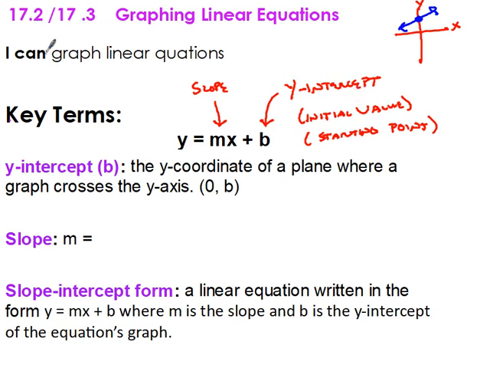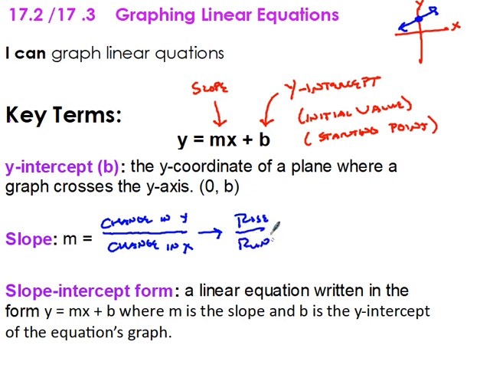Now, slope. The formula for slope, we've already learned a couple different formulas for it. We've learned change in y over change in x, which is totally right. Slope is change in y over change in x. We've also learned that slope is rise over run. So when I'm looking at a graph, it's nice and easy to count the rise and the run. That's how I find the slope. When we're looking at a table, it's nice to find the change in y and the change in x.